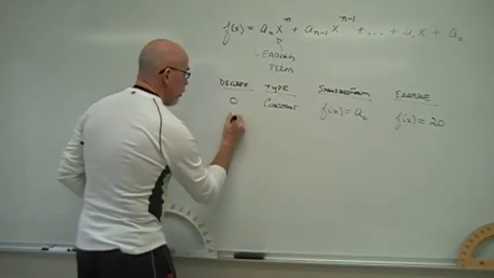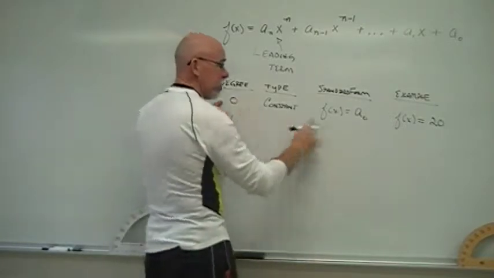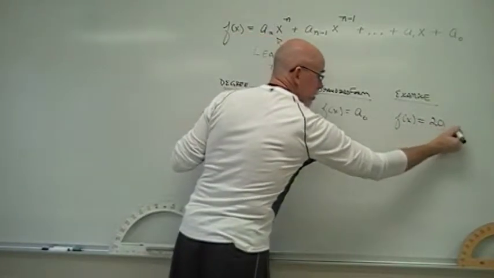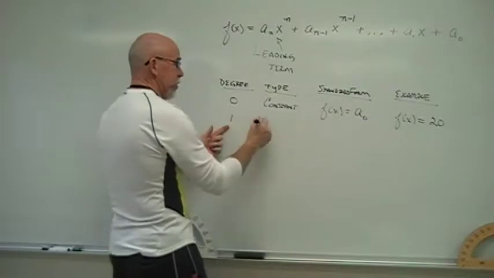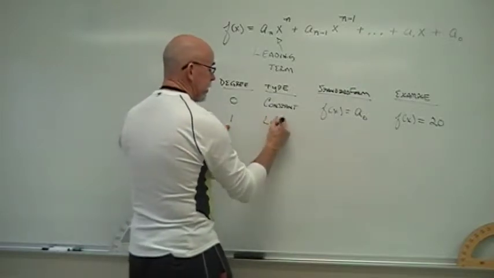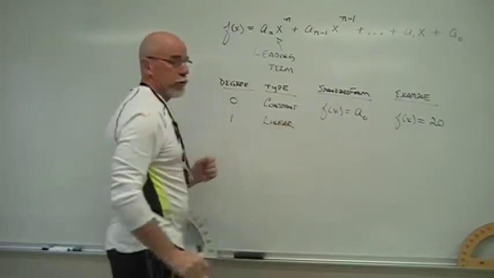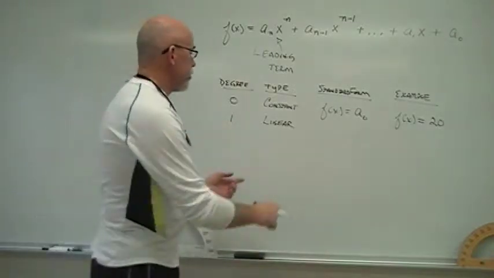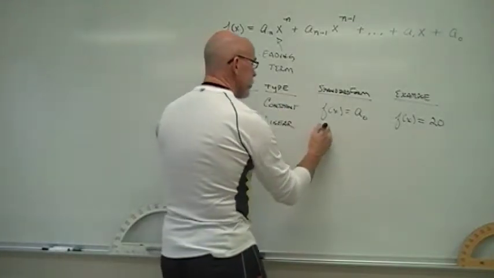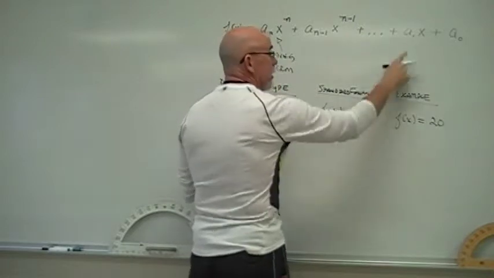Next, we have a degree of 1. Why is it degree 0 here? Because the exponent is 0 on the variable. Why is this a degree of 1? Well, because it's linear. And we've studied those. We've studied those considerably. And those linear functions, those linear polynomials, look like you have a linear term.